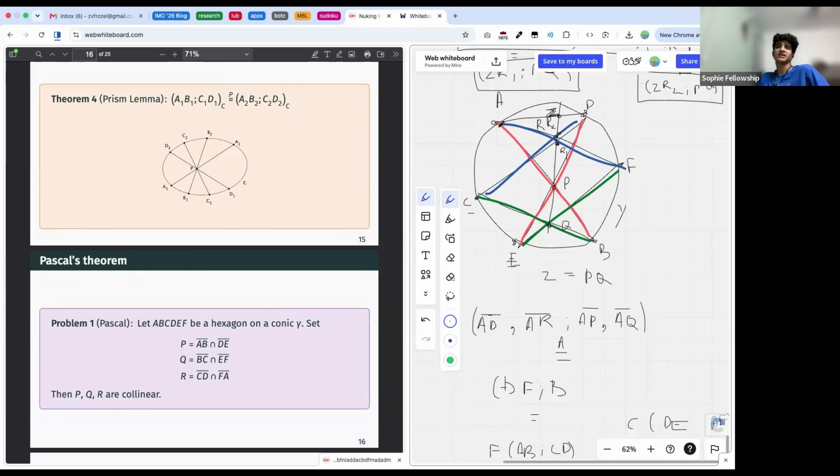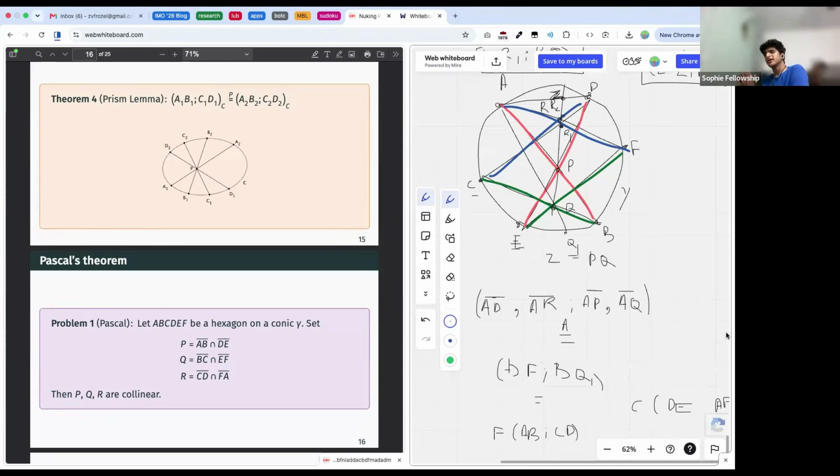I need to define something called AQ capped with this conic, right? So it's equal to the cross ratio of D, F, B, and Q1 on the conic gamma. But if I do the same thing with D, I'm going to get some other cross ratio, something like A, C, E, and P1 or Q2 or something on the same conic gamma. And that's kind of weird. Can we do something better with this cross ratio?